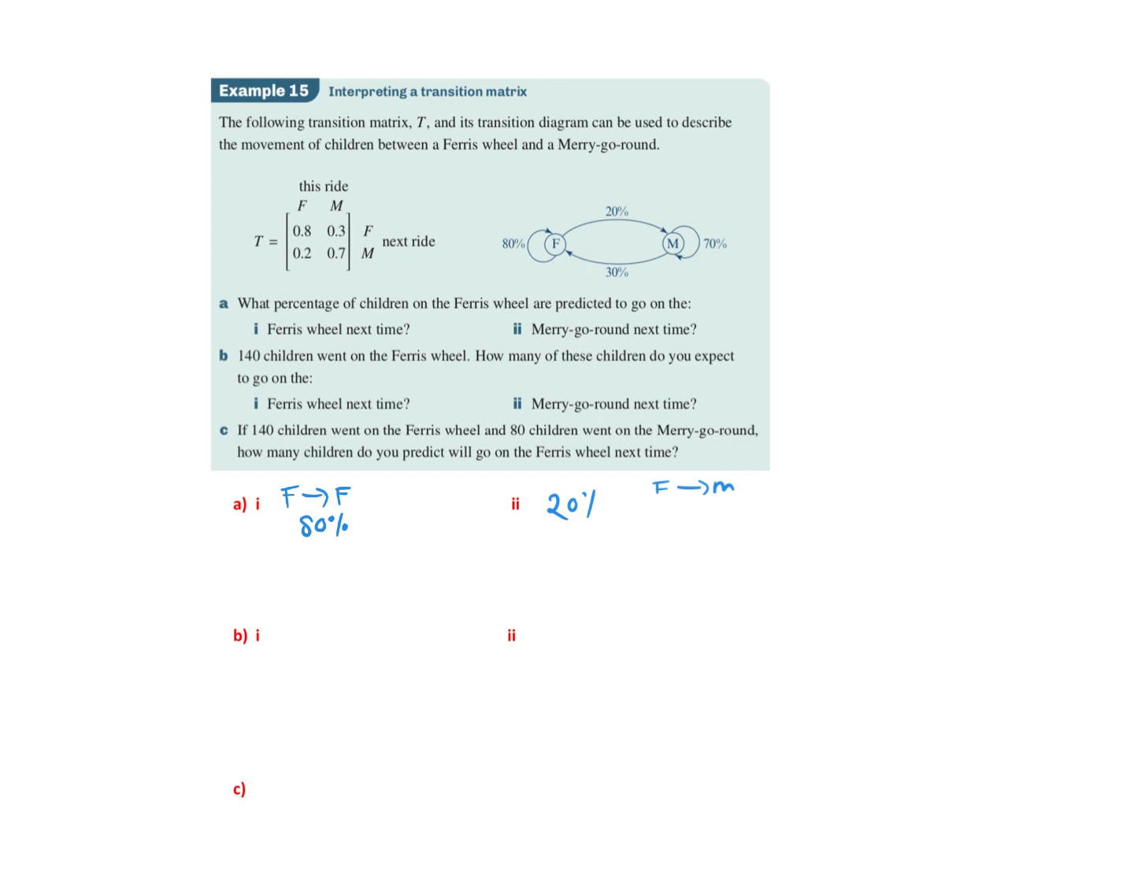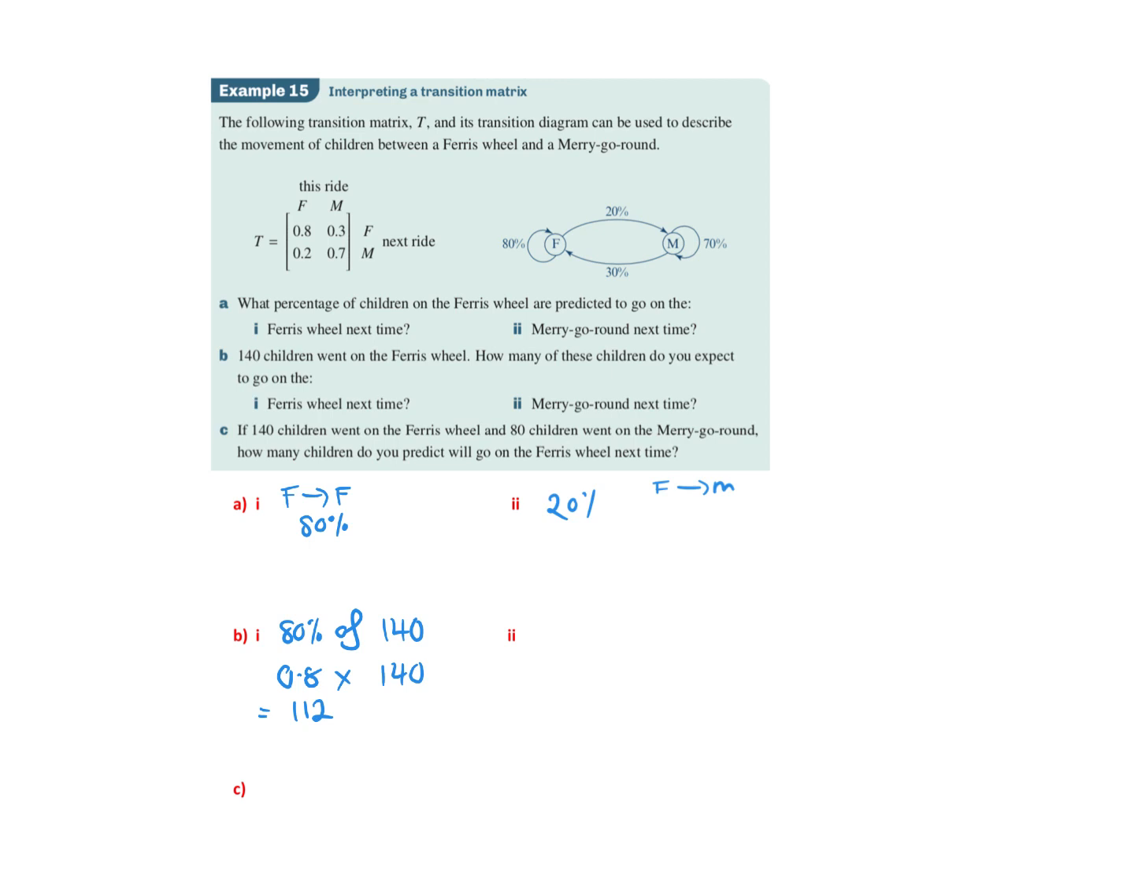So here it says 140 children went on the Ferris wheel. How many of these children do you expect to go on the Ferris wheel again? We said that 80% go from the Ferris wheel again. So we're going to say 80% of that 140 children. If we change that statement into a mathematical equation, we change it to 0.8 times 140, and what do we get? What does that equal? So 112.